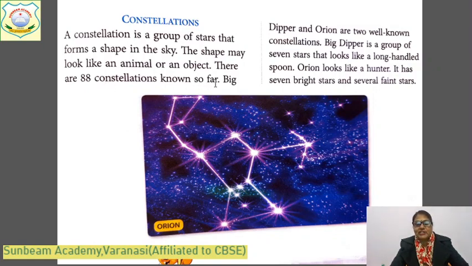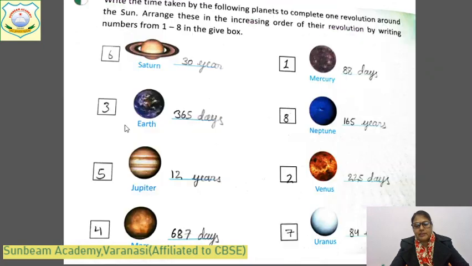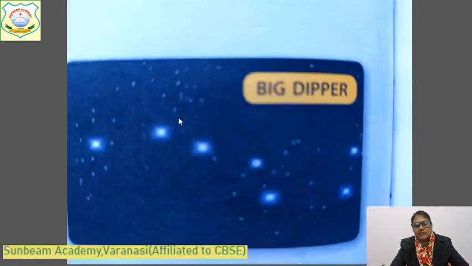अभी तक जो एस्ट्रोनॉट ने खोज की हमारे साइंटिस्ट ने, there are total 88 constellation है. Dipper and Orion are the two well-known constellation. This is the picture of Orion, and I will show you the picture of Dipper also. This is the picture of Big Dipper. This is the pattern they are making. You can see in the sky very easily.